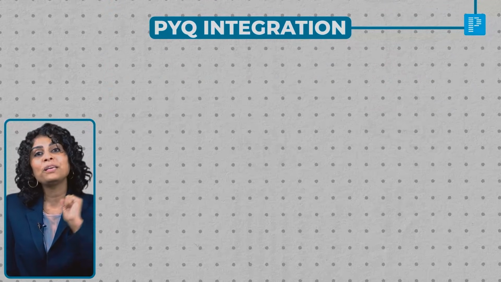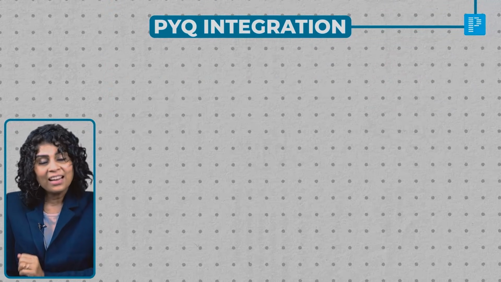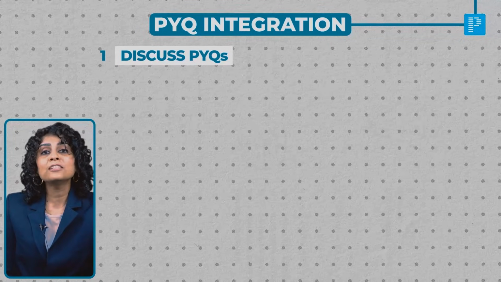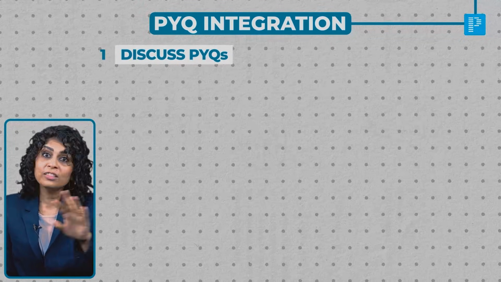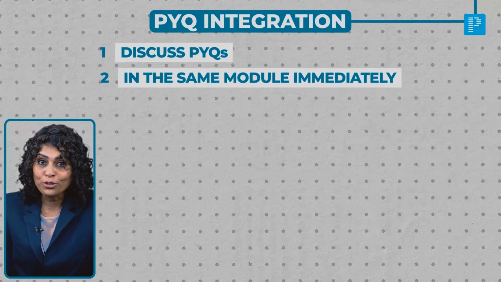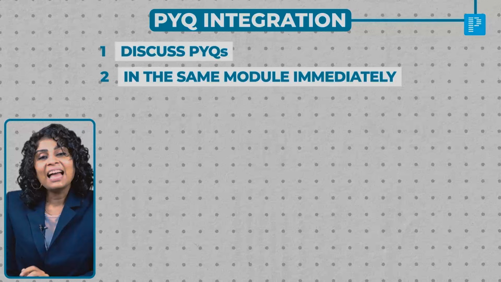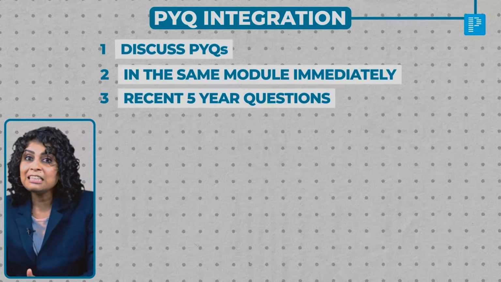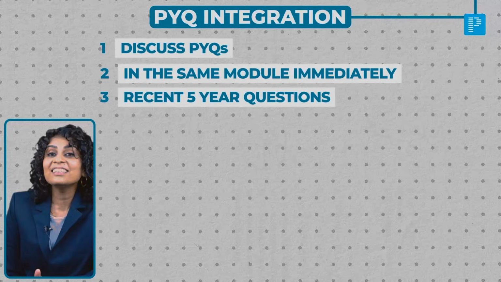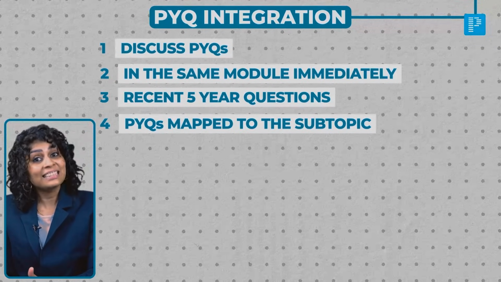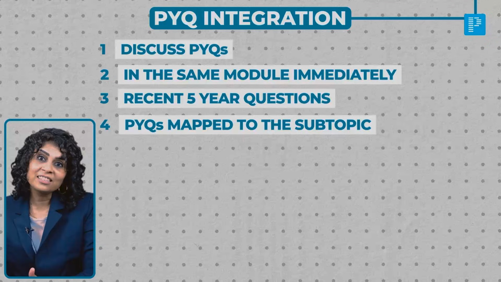Layer 2 is PYQ integration. Right after theory discussion, there is a part wherein we discuss PYQs related to all the subtopics. Not later, not in a different module, but immediately. And these are the PYQs that have been asked in the recent 5-year NEET PG, FMGE and INI-CET papers. Every PYQ is mapped to the exact subtopic that was discussed.